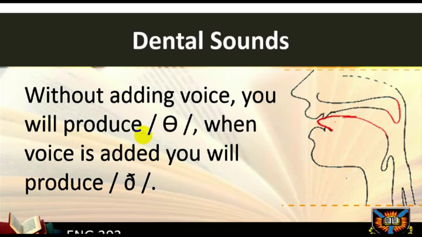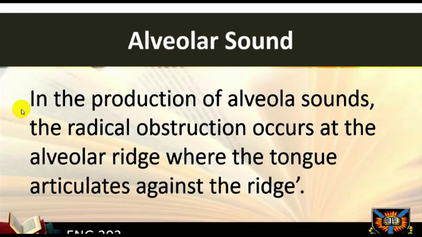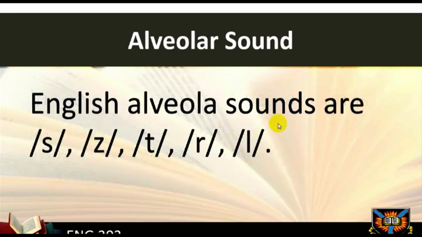Alveolar sounds. The alveolar ridge is the teeth ridge, the hollow space after the upper teeth. In the production of alveolar sounds, the radical obstruction occurs at the alveolar ridge, where the tongue articulates against the ridge. English alveolar sounds are S, Z, T, R, L.